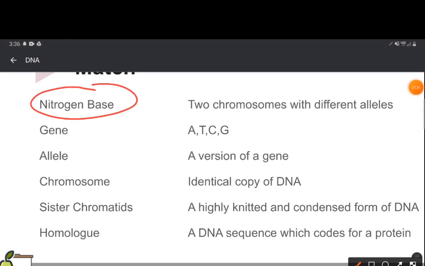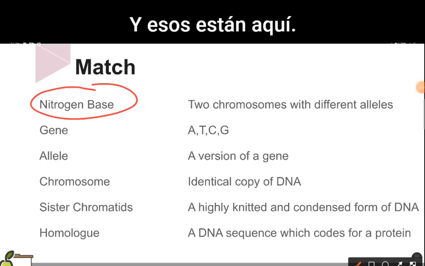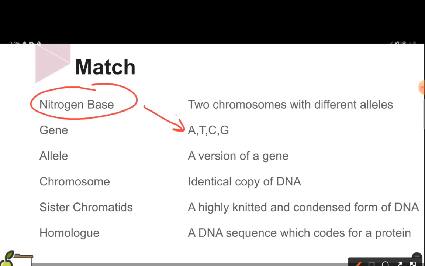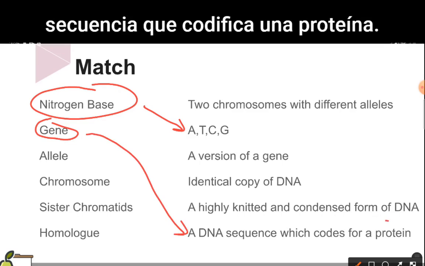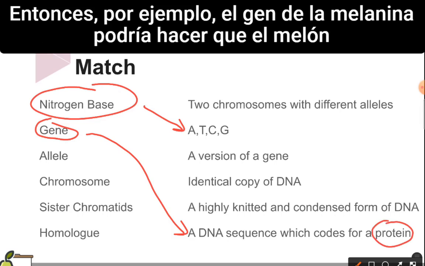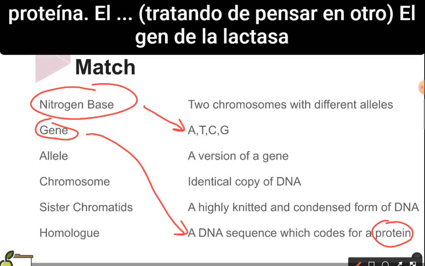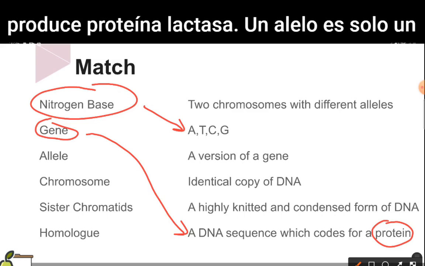nitrogen bases, and those are here. These are the different nitrogen bases. Genes. Genes are a sequence that codes for a protein. So, for example, the melanin gene might make the melanin protein. I'm trying to think of another one. The lactase gene makes lactase protein.